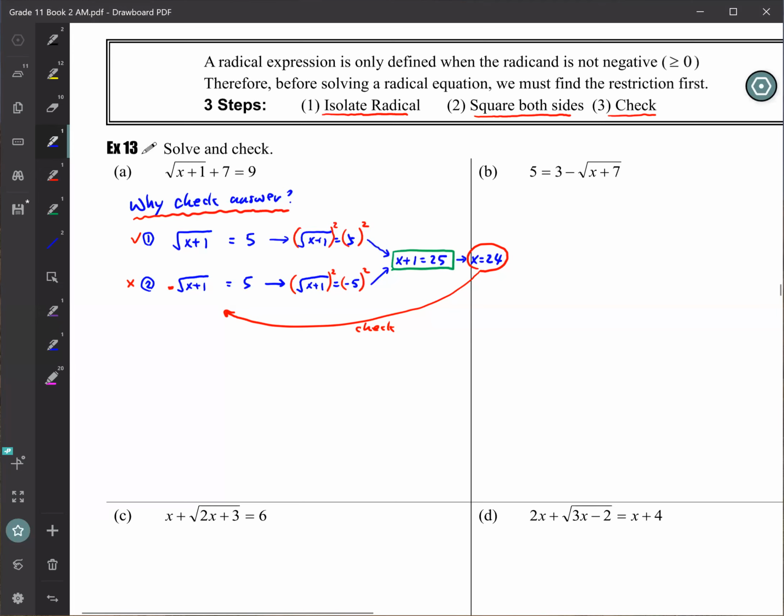Brandon, what do you think? Because there's a negative sign. Yeah, there's a negative sign. That makes it doesn't work. And you can't square anything to get a negative. Yeah, that's one of the reasons too.